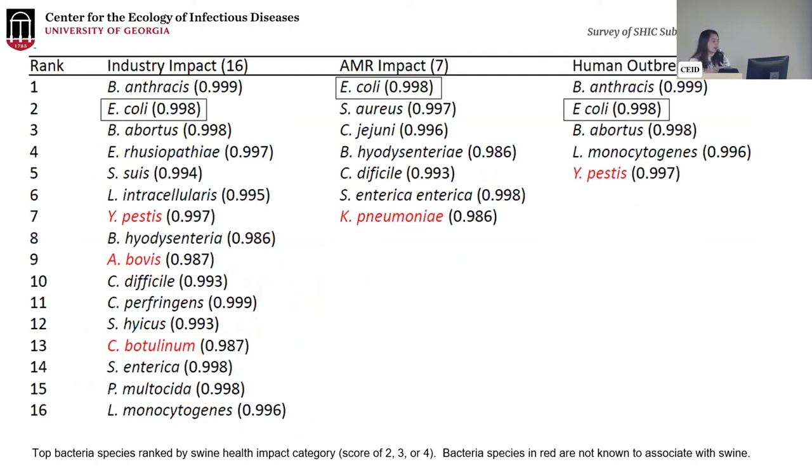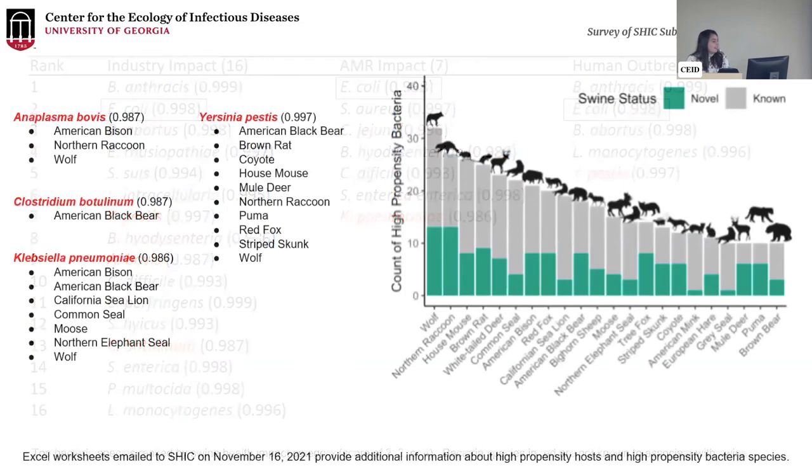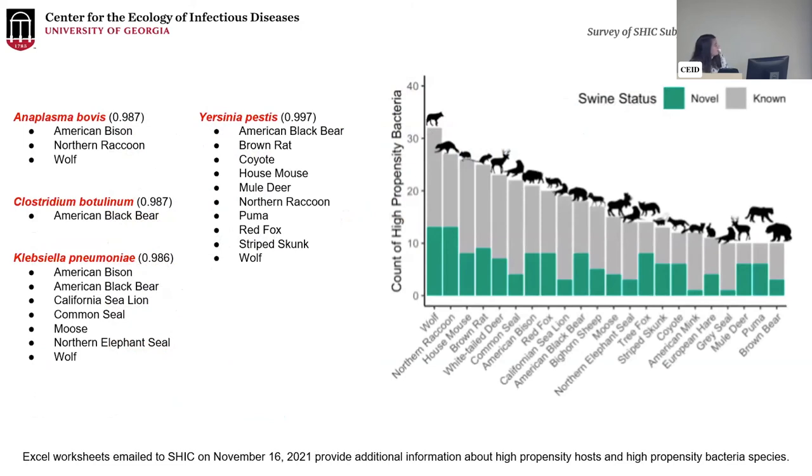And so we found 22 species are going to have an impact score of 2 or higher. And only 5 of these are novel, which really focuses in from, you know, we started with 1600 bacteria to 300 plus in North America. Now we're at 5 novel bacteria species that are likely to have an impact on the swine industry. And so those 5 species are Anaplasma bovis, Clostridium botulinum, Yersinia pestis and Klebsiella pneumoniae. And then you can think about what wildlife hosts are known to be associated with those bacteria.